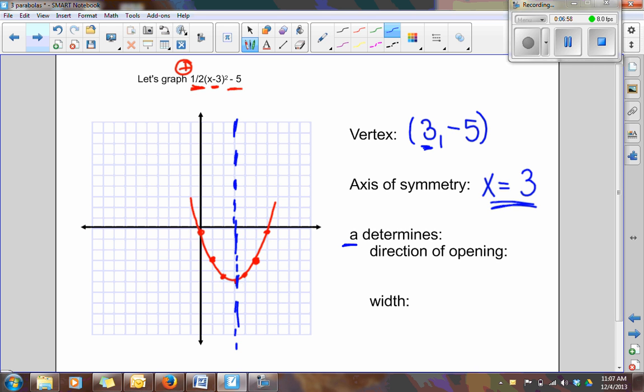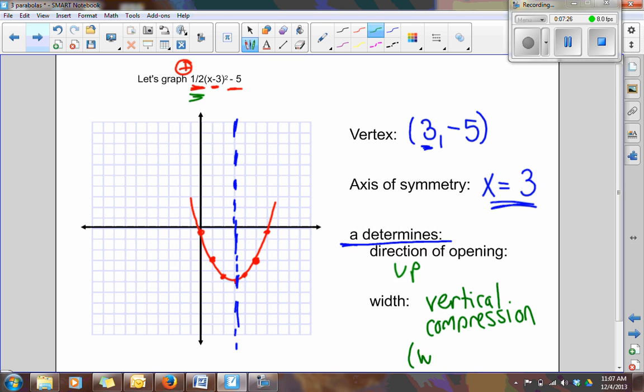The variable a determines the direction of opening. So in other words, is our parabola opening upwards or downwards? In this case, it's opening up. And the width, we just talked about that a gave us a vertical compression. So it's gotten wider than y equals x squared.